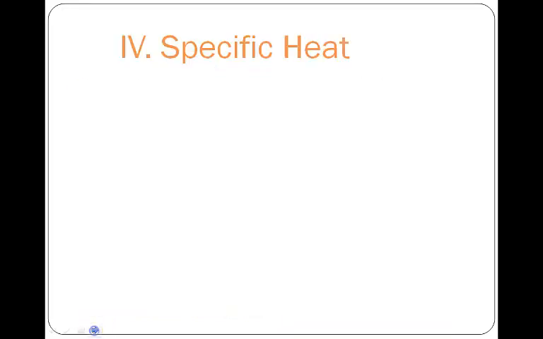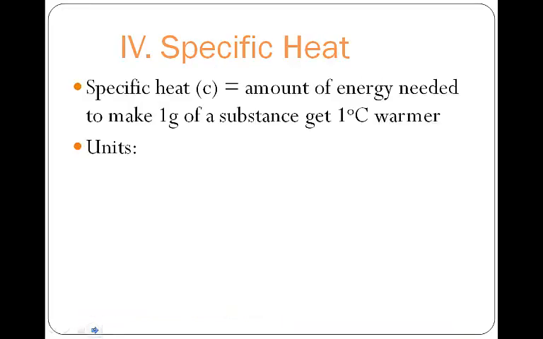So the official definition of specific heat is the amount of energy needed to make 1 gram of a substance get 1 degree Celsius warmer. And the symbol that we use for specific heat is C. I don't know why. Maybe other letters were already taken. Maybe because there's a C at the end of specific. I don't know. But this is typically the letter that's used.